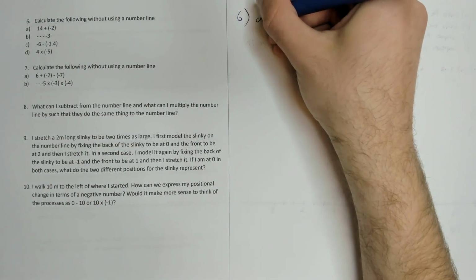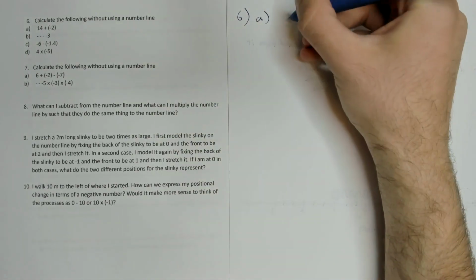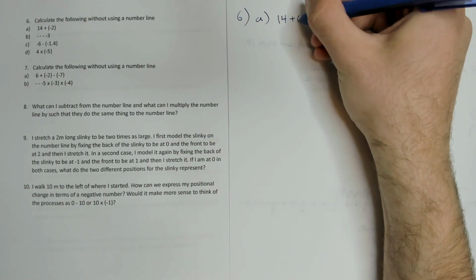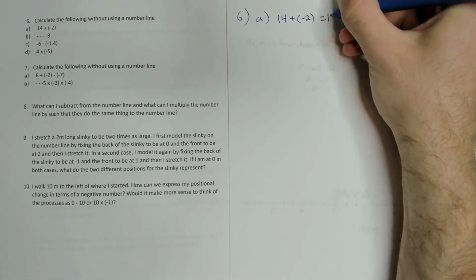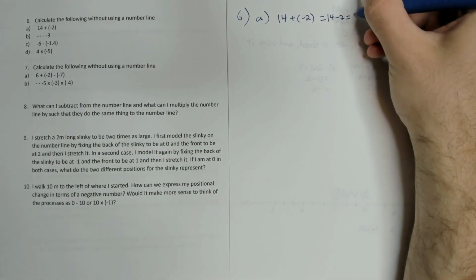arithmetic computations. So for part A, we have 14 plus -2. But what's adding a negative the same as? That's the same as subtracting, right? So this is really 14 minus 2, which is 12.